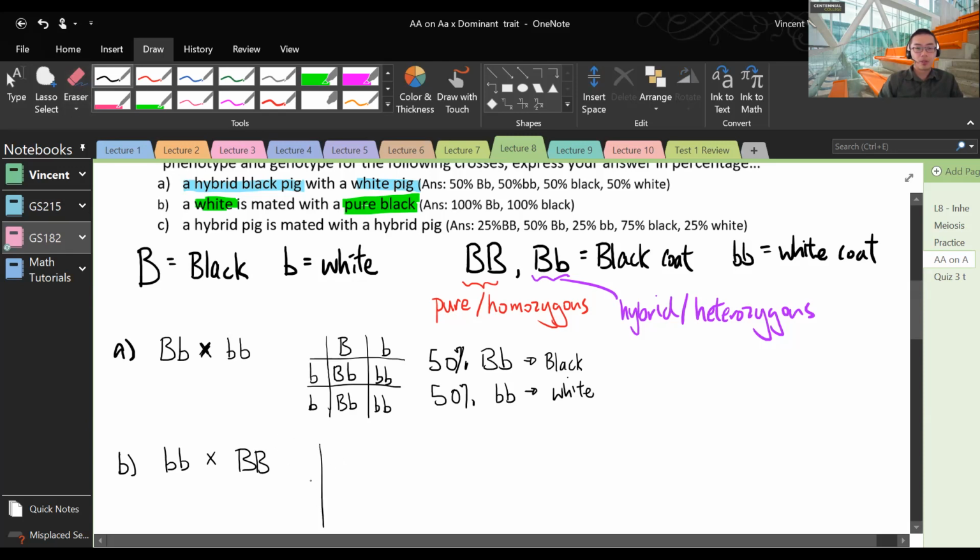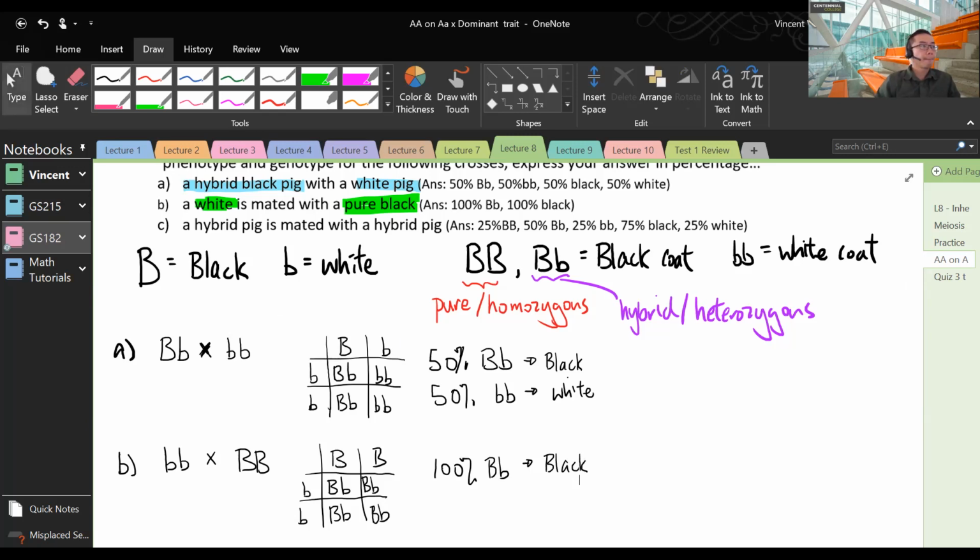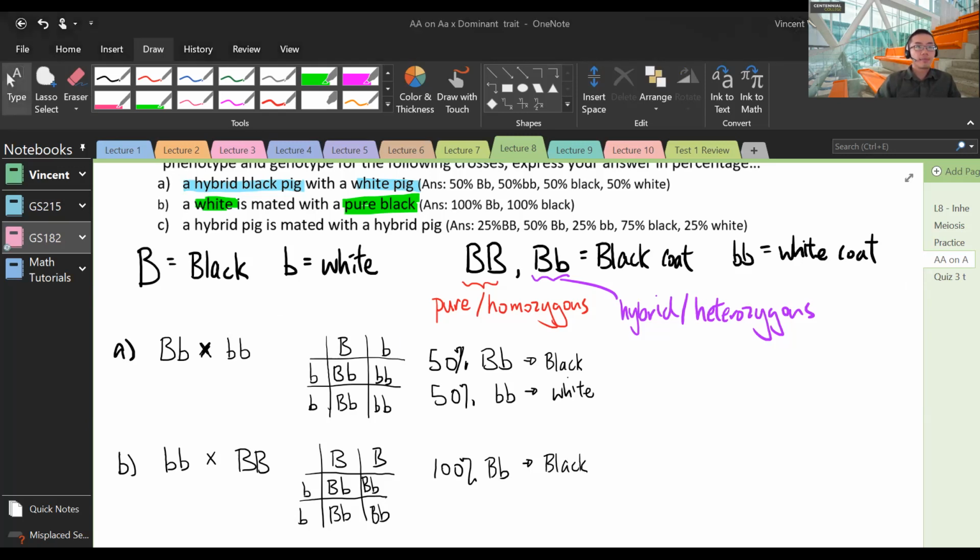Okay. We can do the Punnett square. Big B here. So half of all the sperm will have the big B, basically, and all the eggs will have small b. Could be the other way around. We don't know which one is the male, which one is the female. It doesn't really matter. So big B, small b for all of them. So 100% big B, small b, black. Okay. That is it.